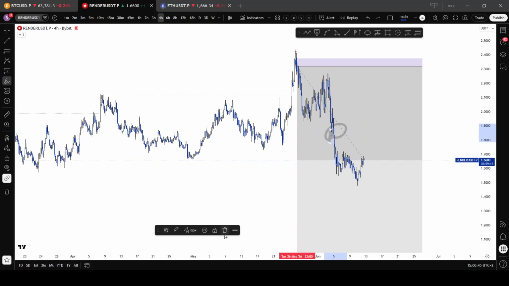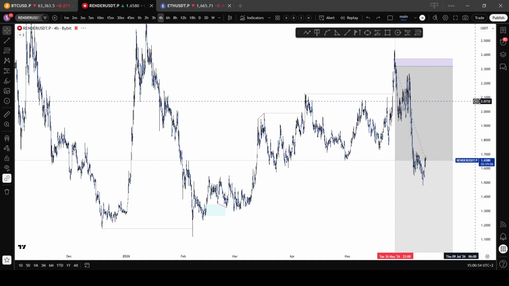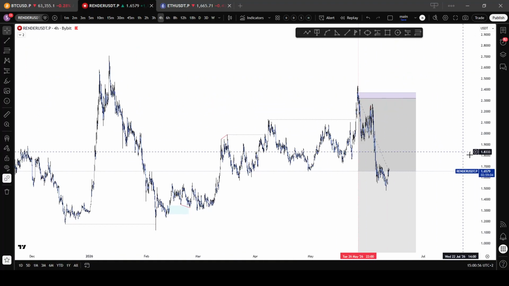I remember with some other pairs, we're already down here or something. I took the shot on those as well. However, render just looked more appealing from a risk to reward perspective.